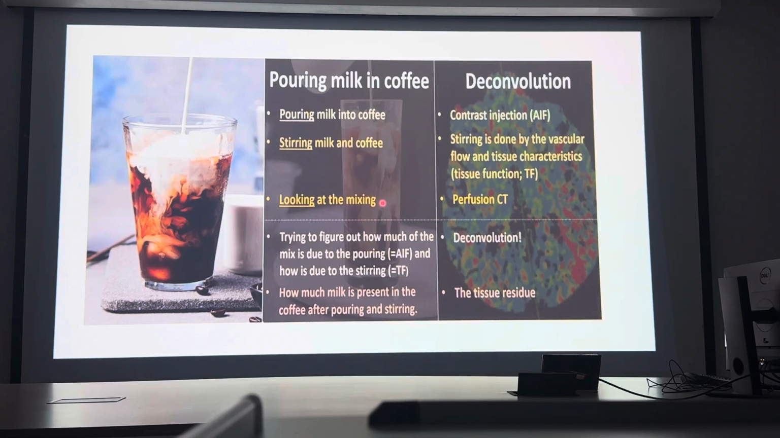Looking at the mixing together represents the perfusion CT analysis, and the deconvolution process is specifically trying to figure out how much of the mix is due to pouring and how much is due to stirring, how much is due to the arterial input function and how much is due to the tissue characteristic function. And we come to the conclusion of the deconvolution process to the item which is tissue residue, and this is explained by how much milk or contrast or blood is present in the area after pouring and stirring.